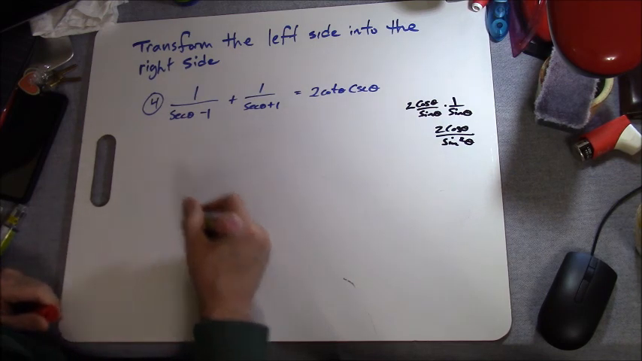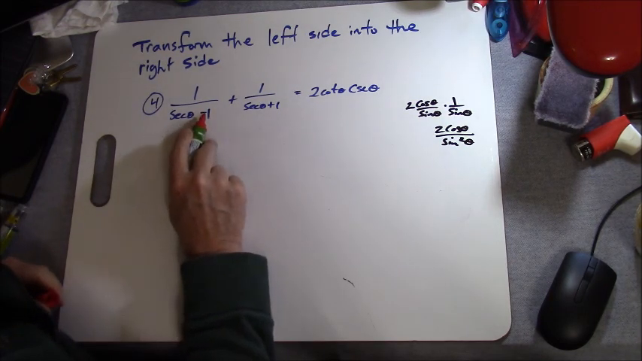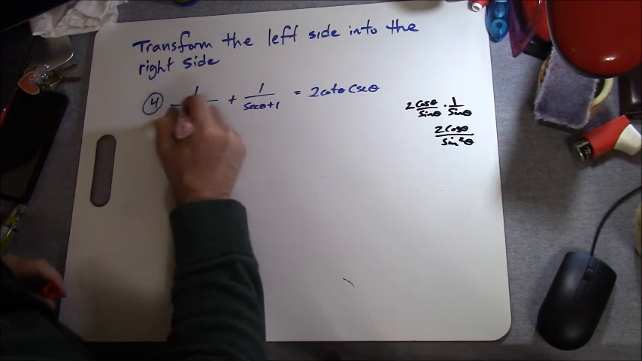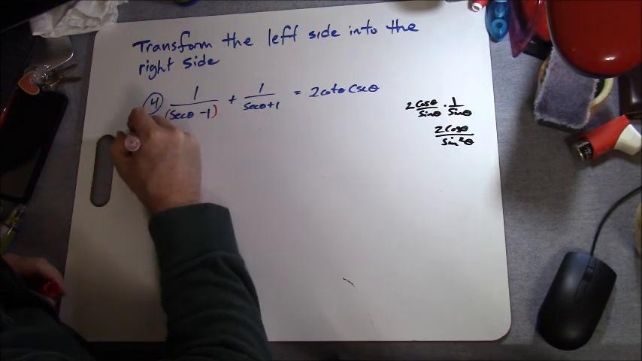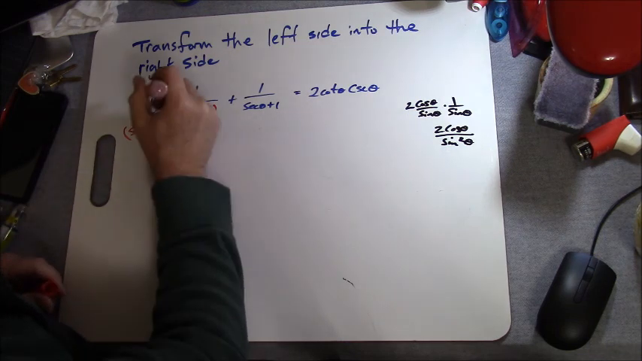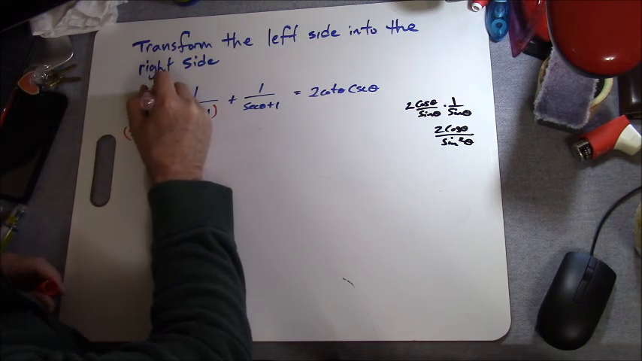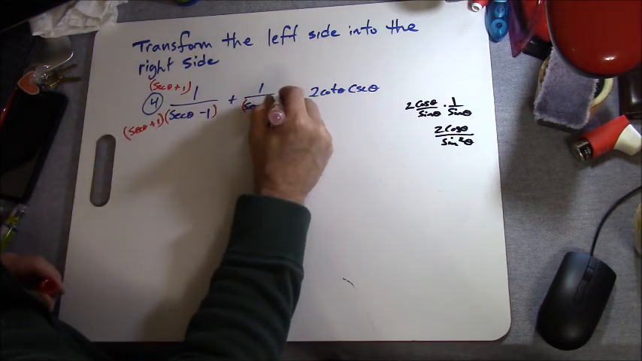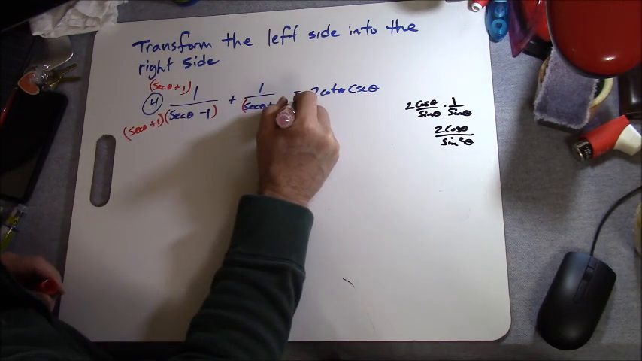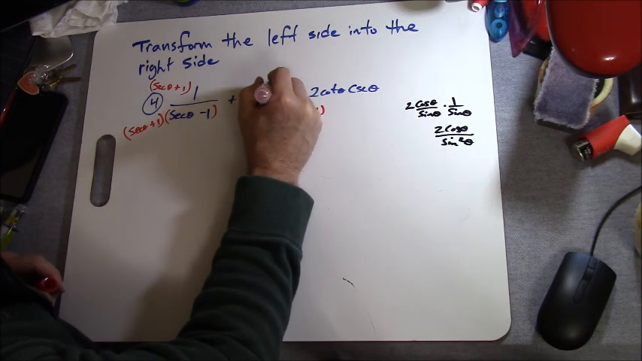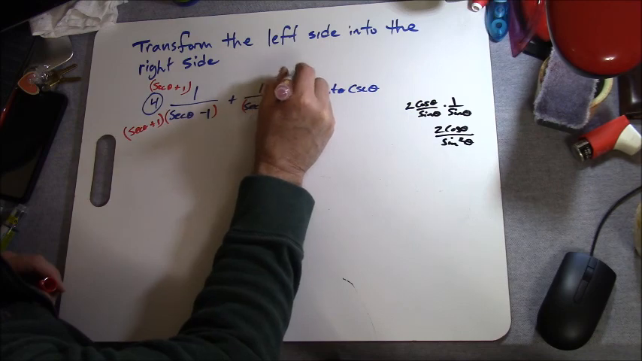All right, so if I want to get a common denominator, we all remember this from fractions. If you're not sure what the common denominator is, just multiply the 2. So I'm going to take this over here and multiply it by secant theta plus 1. And what you do to the bottom, you got to do the same thing to the top. So secant theta plus 1. And then over here I'm going to multiply top and bottom by secant theta minus 1, and secant theta minus 1.